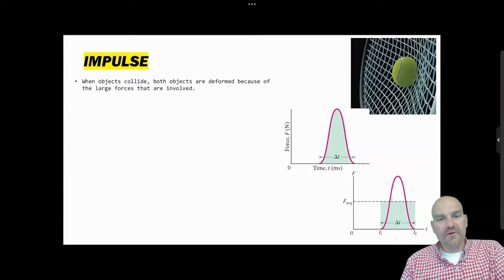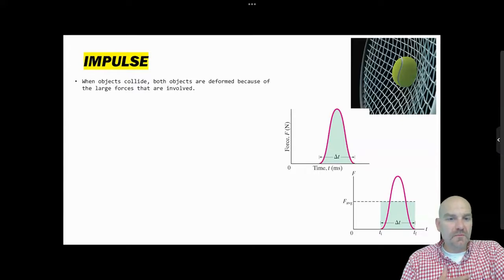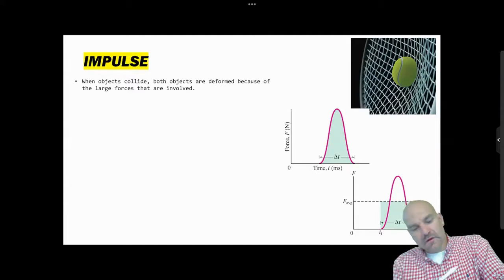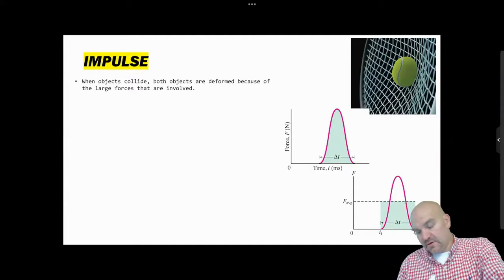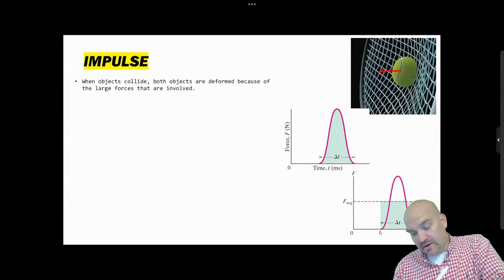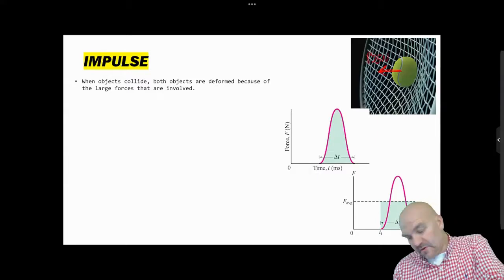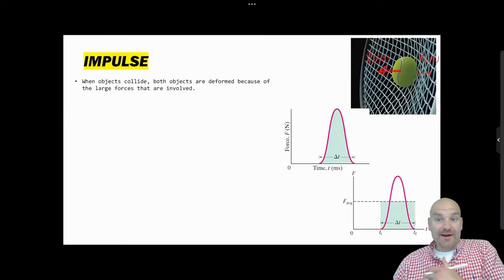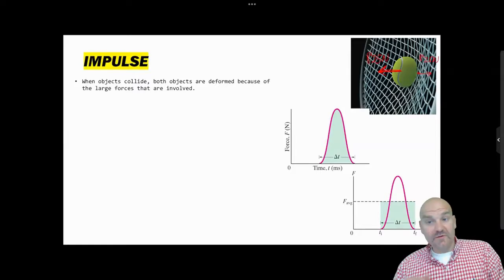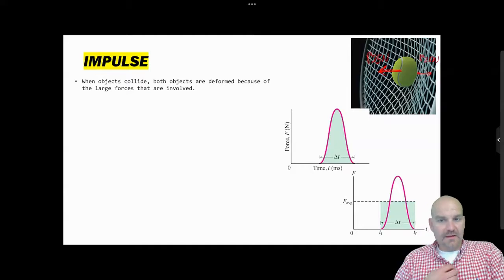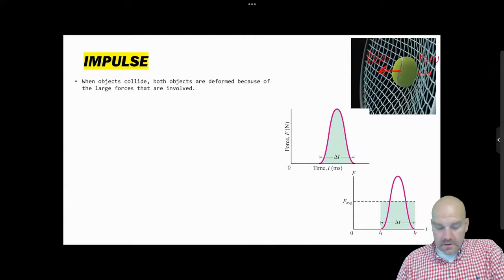What happens when objects collide? Both objects are going to be deformed because of the large forces involved. So here's our tennis ball scenario. We are in our last example problem, right? We gave the tennis ball 825 Newtons of force, but remember, that means the tennis ball is going to push back on the tennis racket at 825 Newtons. So it'll deform. You can see the ball is squished, and the racket strings are kind of bowing there.